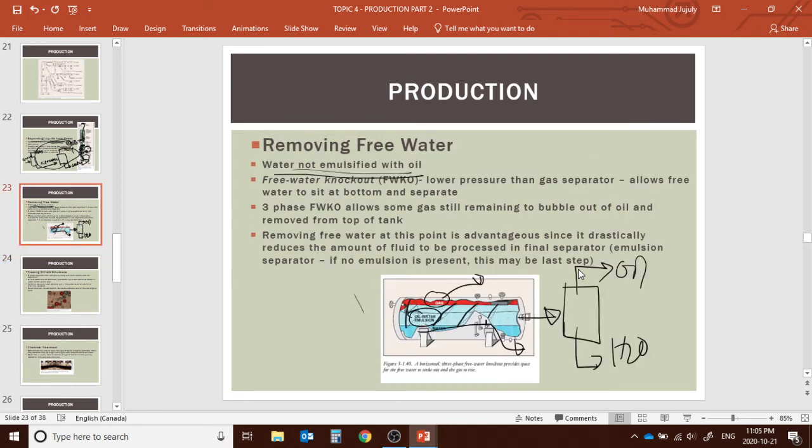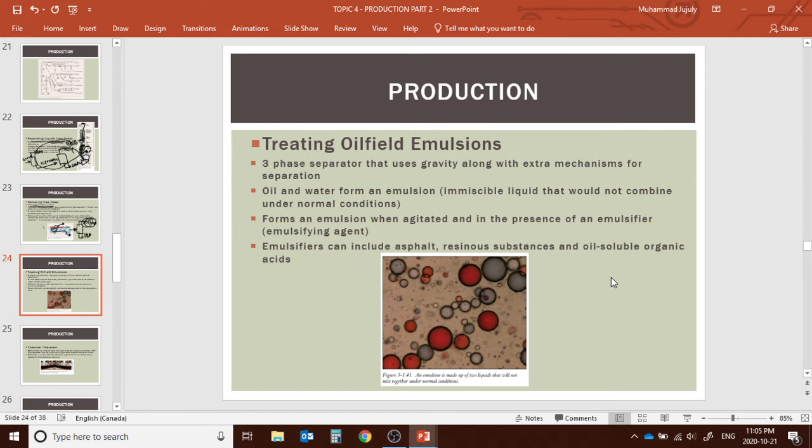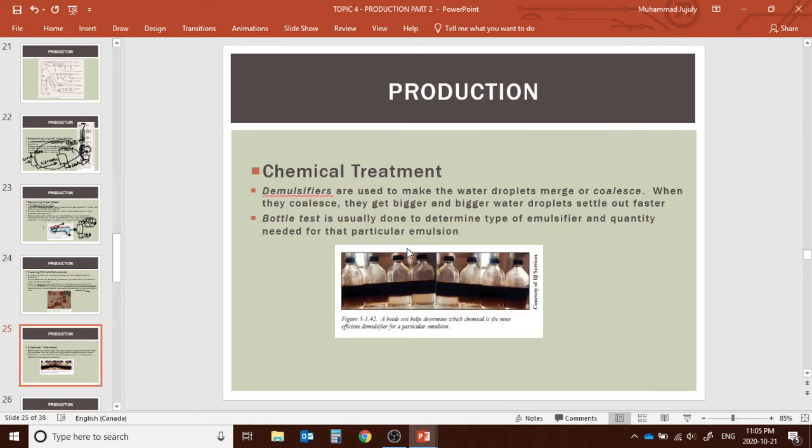All right, now you separate the oil and gas and the things, but sometimes this oil also has some water. We call it emulsified oil. So how can we deal with that? If the emulsions actually form, we can use some techniques and treatments to remove the emulsification. How can we actually do that? We have to use the demulsifier.